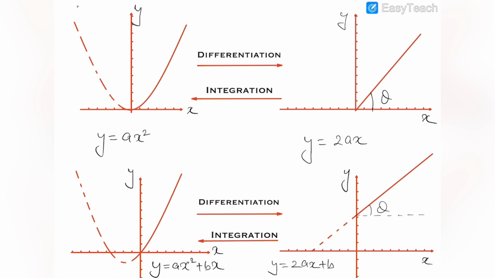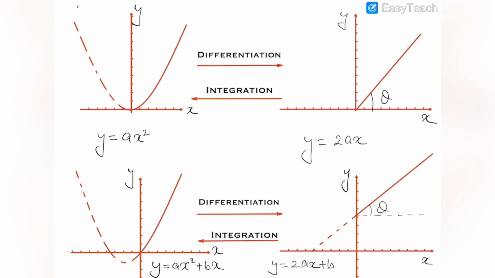So let us first discuss a graph which is a parabola opening in the upward direction. Let us assume this is a parabola whose base is here, opening upward. So y is equal to ax square is the equation representing this parabola. If I differentiate this equation, you would get y is equal to 2ax. Okay, so this would be a straight line passing through the origin and going up.